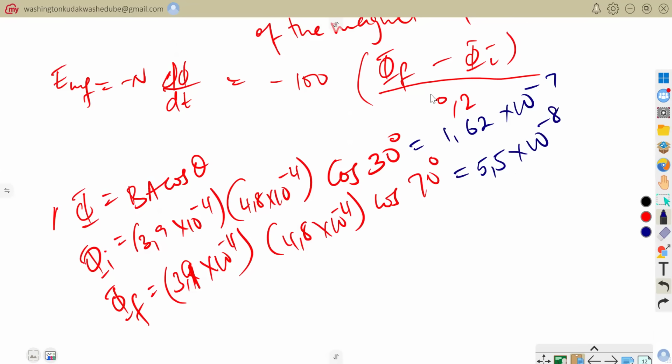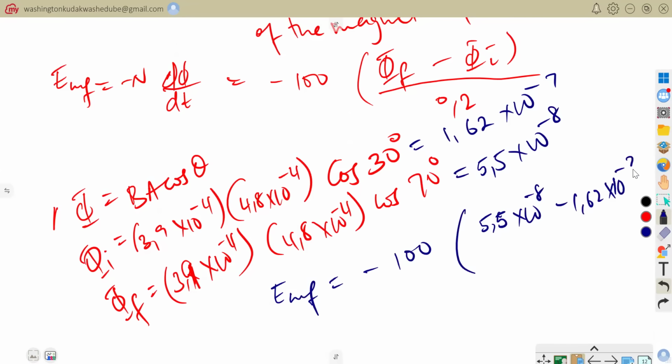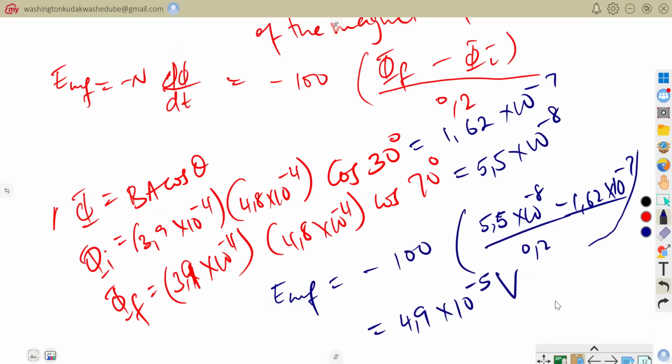If that is the case, I'm just going to substitute these values in that equation. So EMF was going to be equal to negative 100 times 5.5 times 10 to the power minus 8 minus 1.62 times 10 to the power minus 7, and then all this divided by 0.2. So my value for my EMF was just supposed to be equal to 4.9 times 10 to the power negative 5 volts. That is how you calculate your EMF.